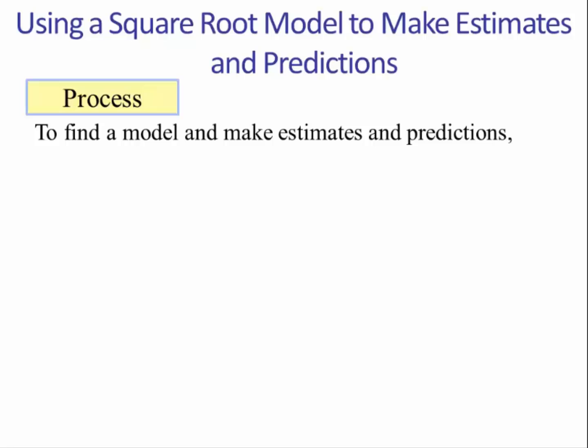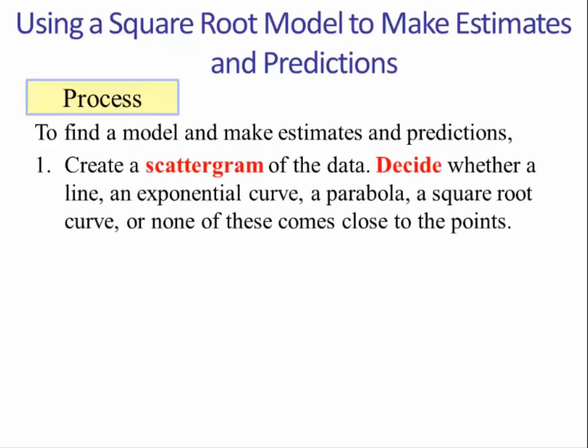Process to find a model and make estimates and predictions. Number 1, we create a scattergram of the data and decide whether a line, an exponential curve, a parabola, a square root curve, or none of these comes close to the points. Number 2, we find the equation of the model. It could be a square root, an exponential, a line, or a parabola. It depends upon the data set.